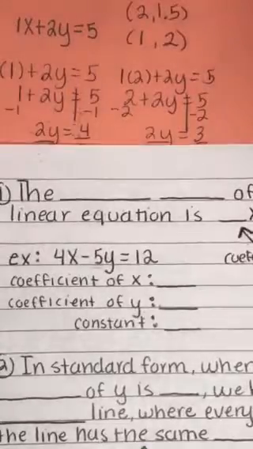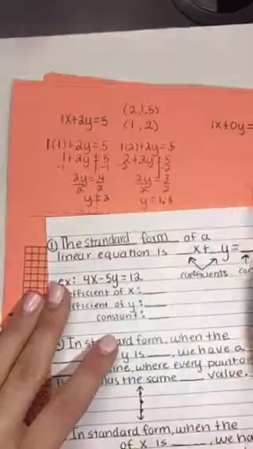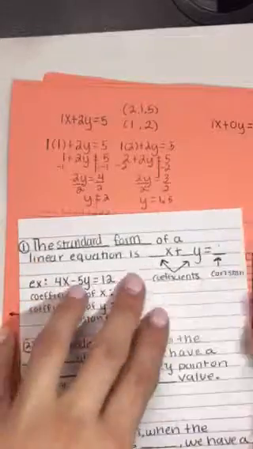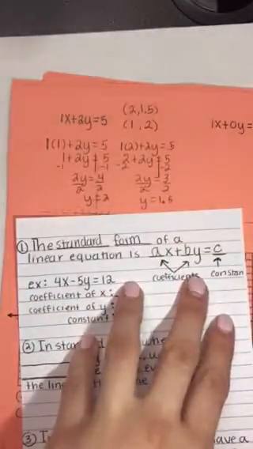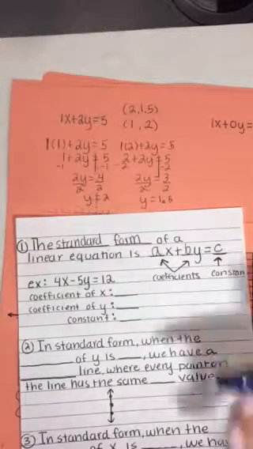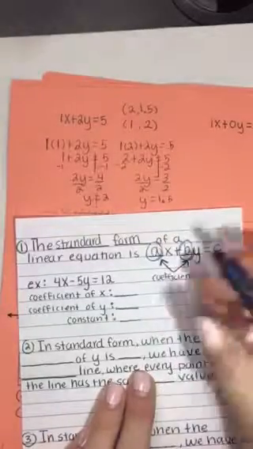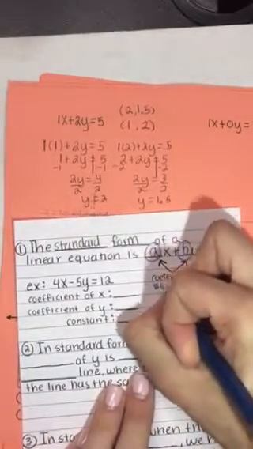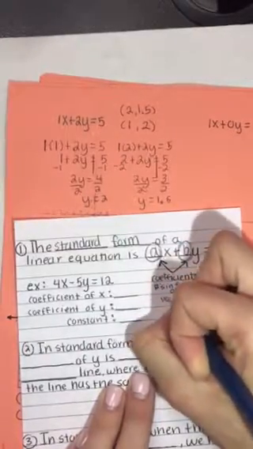So in your notes, I want you to put this in front of you. You're going to write: the standard form of a linear equation is ax plus by equals c. Ax plus by equals c. In this form, we have an a and we have a b, and those are coefficients, or numbers in front of variables.